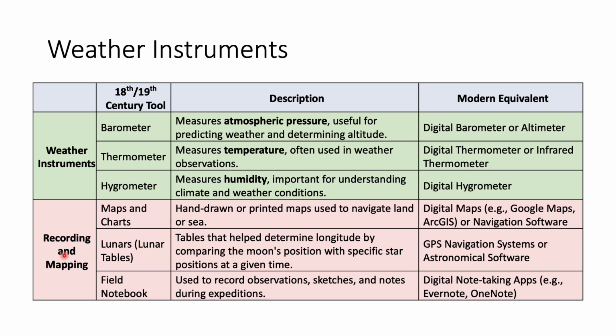When we look at recording and mapping, for navigation, the map is an important thing which helps people to navigate. So people generally used maps or charts. These were hand-drawn or printed maps in the olden days, but currently we use digital maps, especially Google Maps or ArcGIS, or even navigation software.